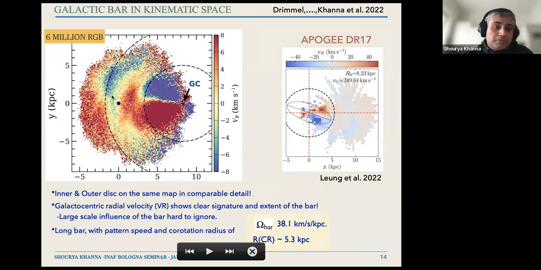And you can see on this map that also in the outer disk, there are all sorts of little features that might be related to the bar itself. So it's hard to ignore whether or not there's a large scale influence of the bar on the outer disk kinematics.